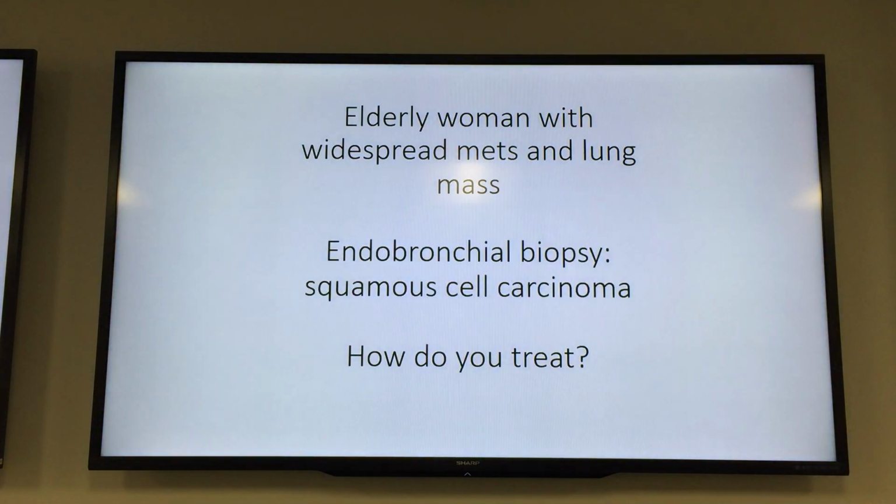All right. Let's go like this, okay? All right. So everybody knows that their turn is coming. All right, Naren. Elderly woman with widespread Mets and lung mass has a squamous cell carcinoma. Right? So we get an endobronch, we say, okay, keratinization, squamous cell. How do they treat now? Resection. What's that? Resection. With widespread metastasis. Oh, widespread metastasis.